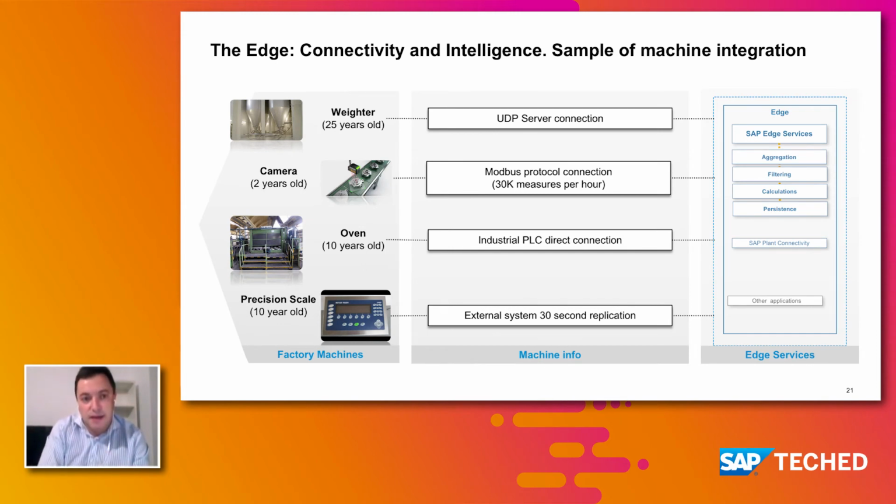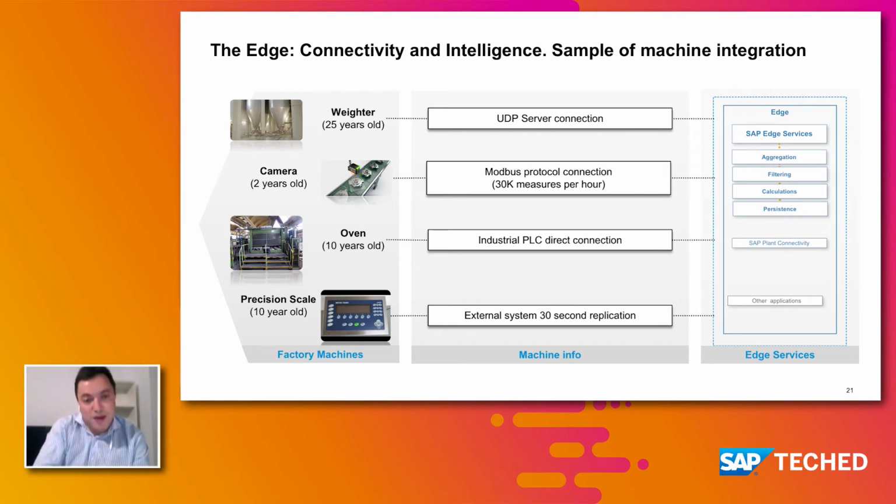Here we can see different protocols, different ways in which we get information from the machines. From the waiter, we can get information through the UDP protocol. Another machine is a camera that takes pictures of the cereal bars. We can get information through Modbus, an easier, more modern protocol, and we can get more than 3,000 measures per hour. A lot of information about our bars.